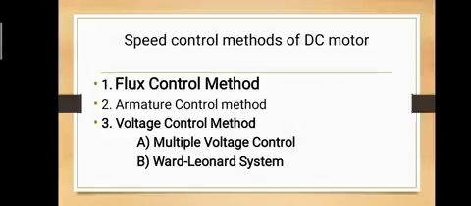Speed control methods of DC motor: flux control method, armature control method, and voltage control method. The voltage control method is divided into two types: multiple voltage control and the Ward-Leonard system.